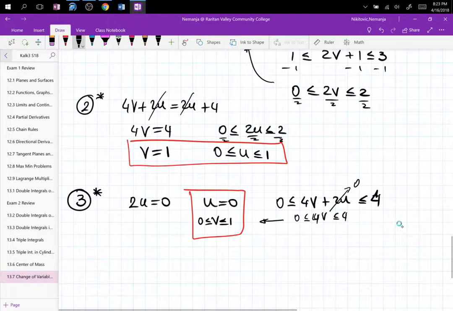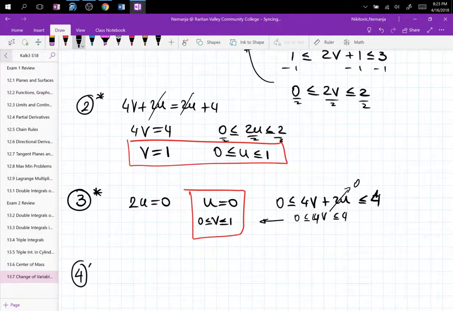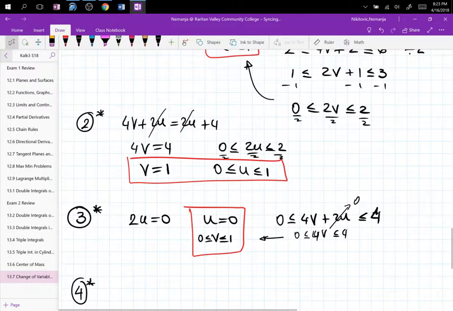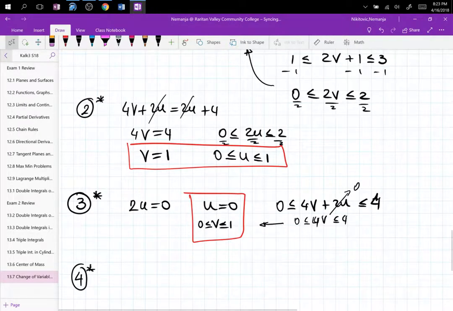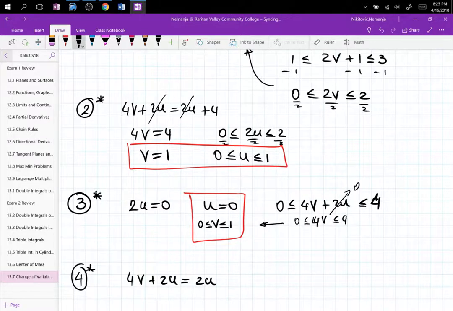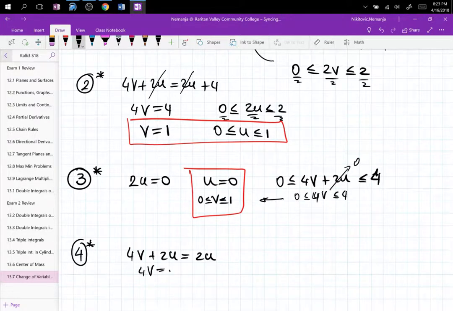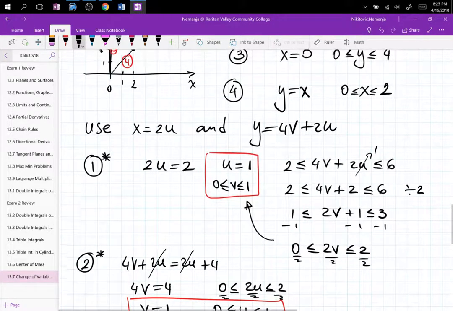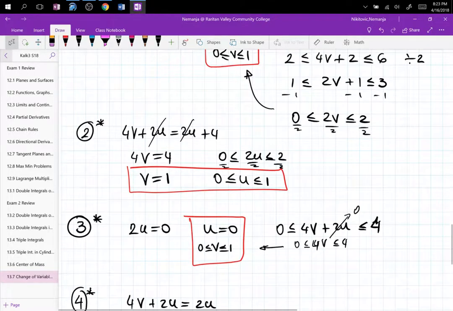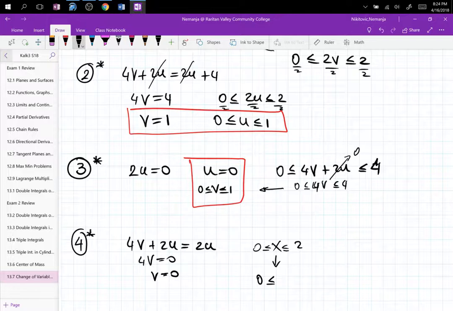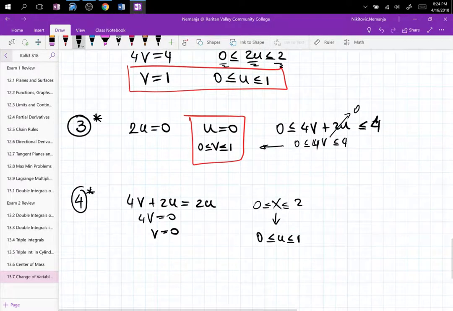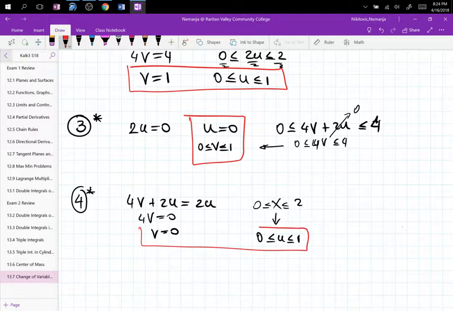And finally, fourth region. Fourth region is y equal x. So y equal x, so that's 4v plus 2u equals 2u. 4v equals 0, v equals 0. And we have the same x between 0 and 2. Now x being 0 to 2, we know that from before. Gives us the same thing for u being between 0 and 1. And now that gives us the last set.